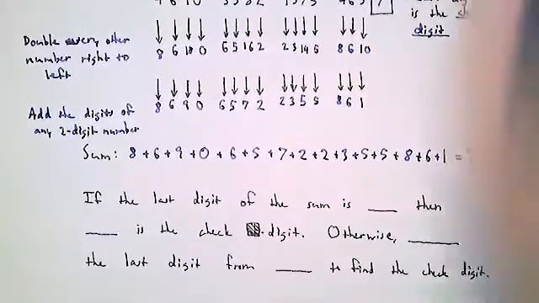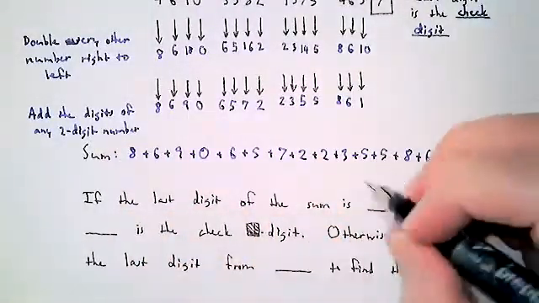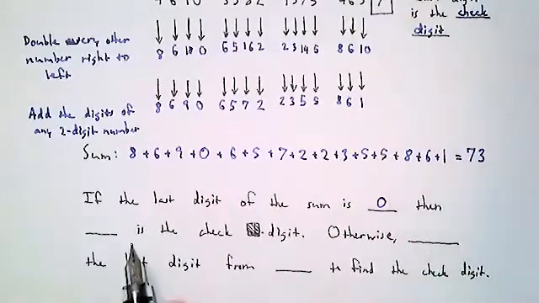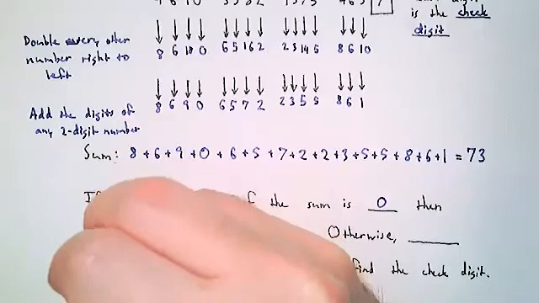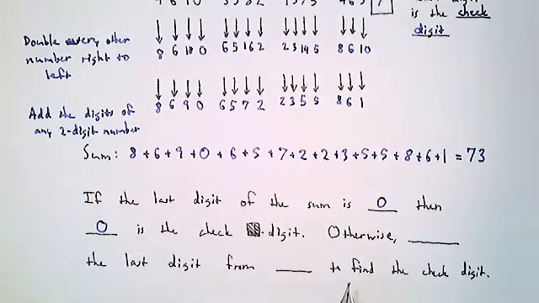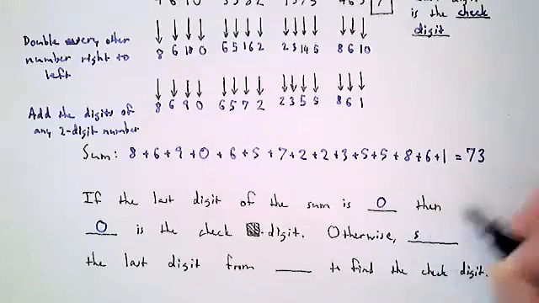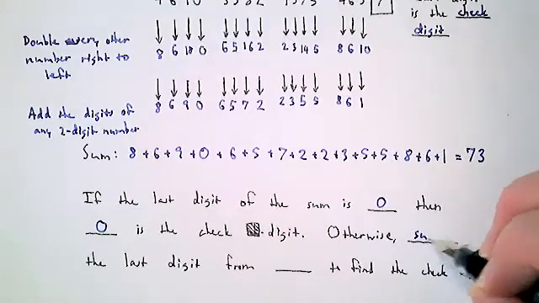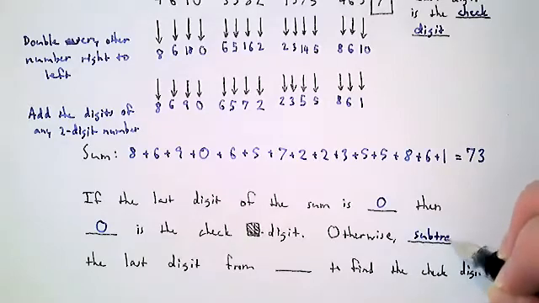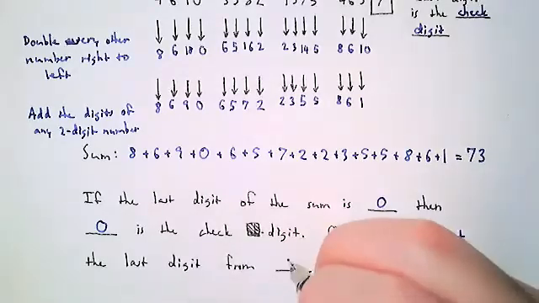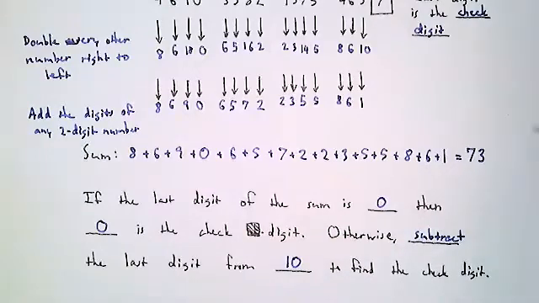If the last digit of the sum is 0, then the check digit is 0. So otherwise, we have to subtract the last digit of our sum from 10. In order to find the check digit. Since our sum was 73, our last digit is 3. So following these instructions, we'll have to do 7 minus 3.